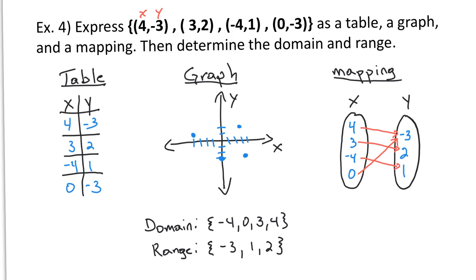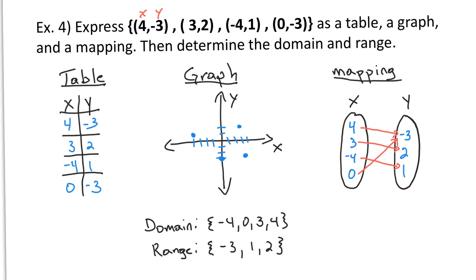We have the second point, (3, 2). We have the next point, (-4, 1). And the last point is (0, -3). Now, since this is 0, you guys are not going to go to the left or to the right. You stay at the origin, but you have to go down 3 because that is the y value.